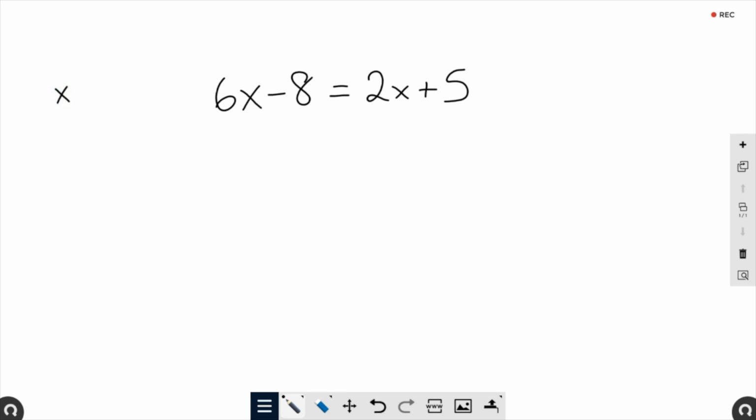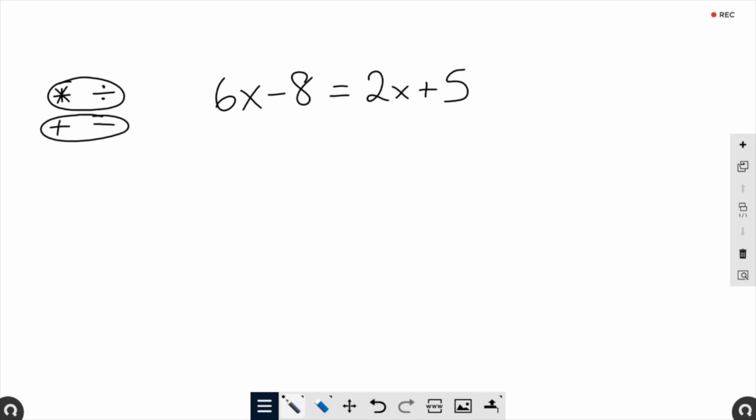We have 4 basic operations in math: multiplication, division, adding, and subtracting. Multiplication and division are inverses of one another. Adding and subtracting are inverses of one another.